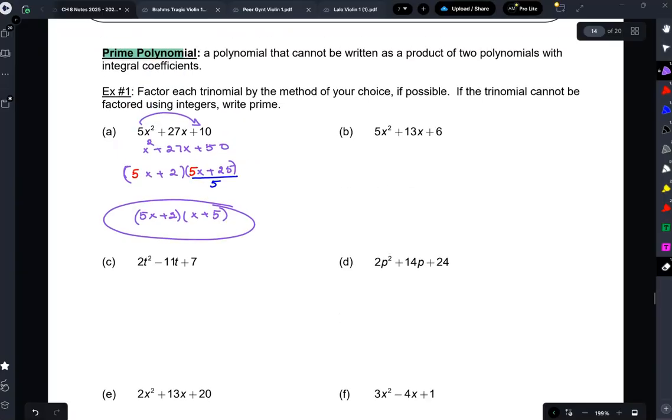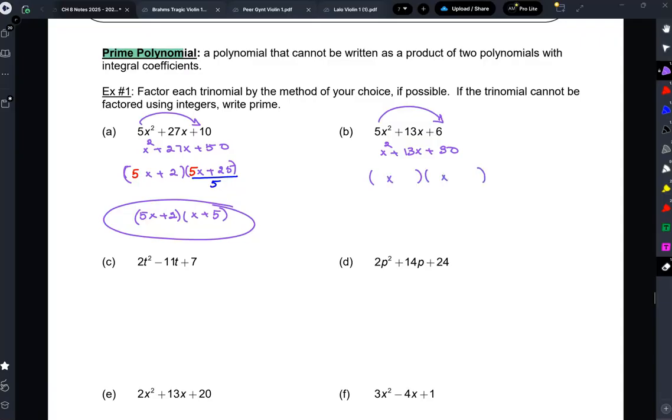Okay, here we go. Let's do this one. So x squared plus 13x plus 30. Okay, give me two numbers that multiply to 30 and add to 13. 3 and 10. That's the one.